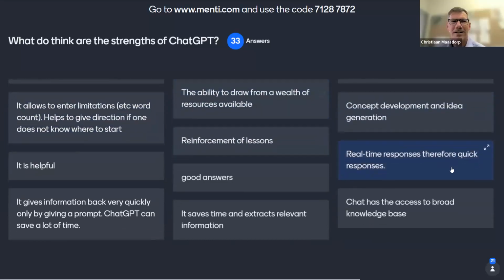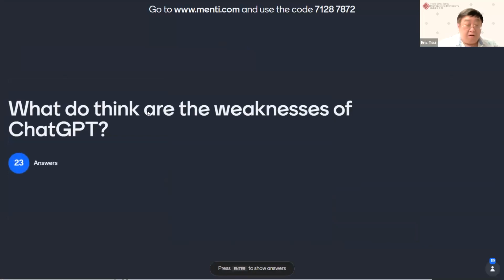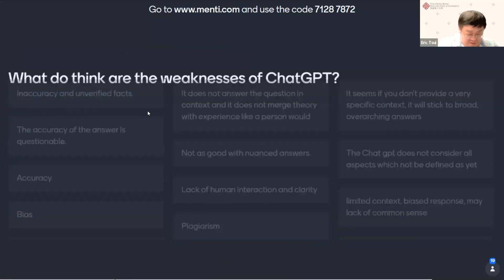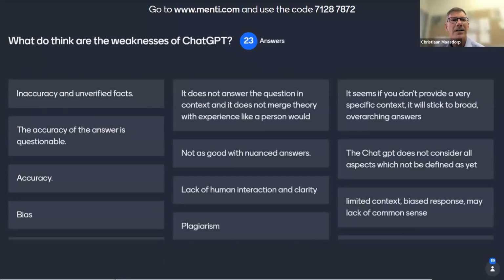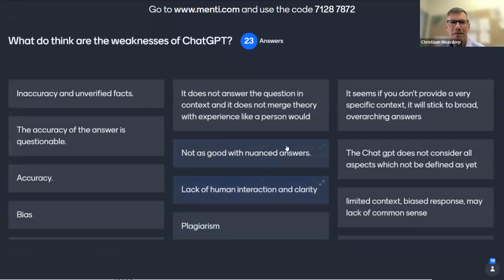Thank you, Prof. All right, so let's see if anyone has any comment on the negative side. Yeah, so the accuracy thing is the issue. Could be used for plagiarism. Yeah, okay.